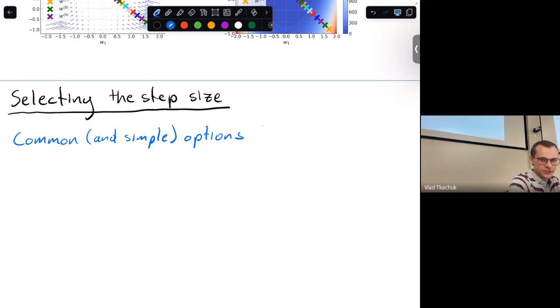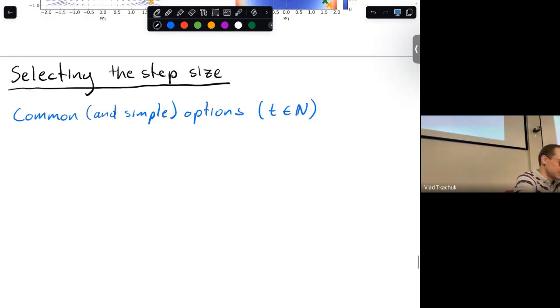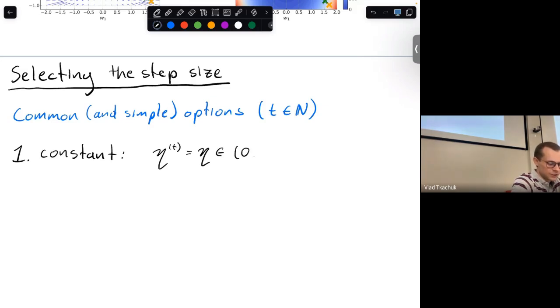Okay, and for here, obviously the t is just an element of the natural numbers throughout. I guess I've said this, you understood this before as well. So I give you 4 options, starting from the simplest to maybe slightly more complicated. The simplest one is the constant step size. That means that eta of t is just equal to a number, which we will call eta, and that's an element of (0, infinity).